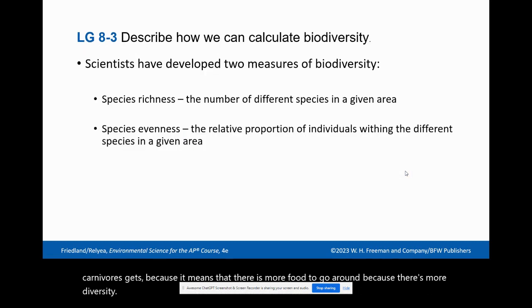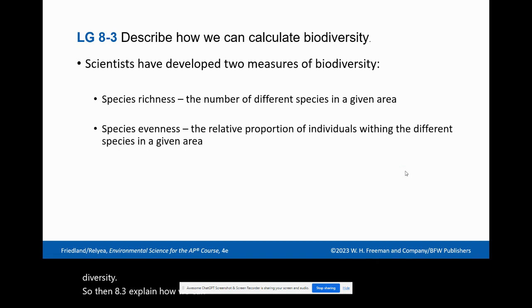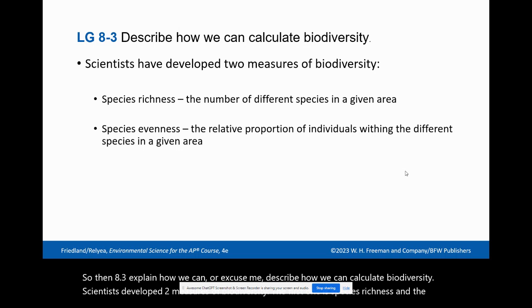So then 8.3, describe how we can calculate biodiversity. Scientists developed two measures of biodiversity. The first one is species richness, and that's the number of different species in a given area, and then species evenness, so the relative proportion of individuals within the species of a given area.